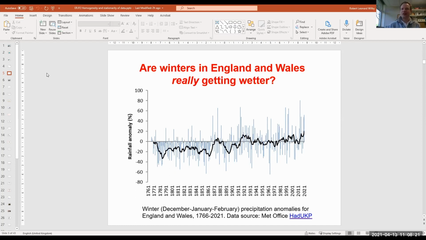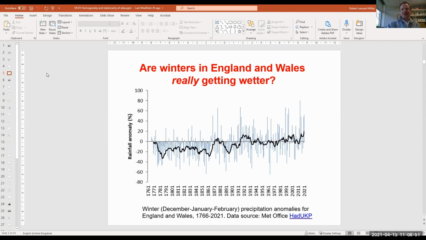What's going on here? If you've got any thoughts or questions about this time series, then perhaps just drop them in the chat box. Any thoughts? Can we trust this data set of national long-term rainfall changes at the scale of England and Wales? Is the UK becoming wetter?